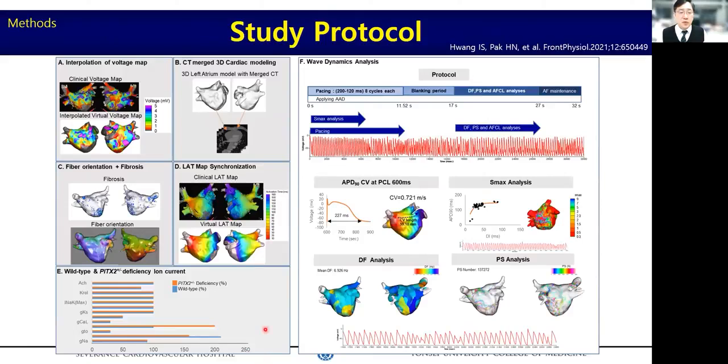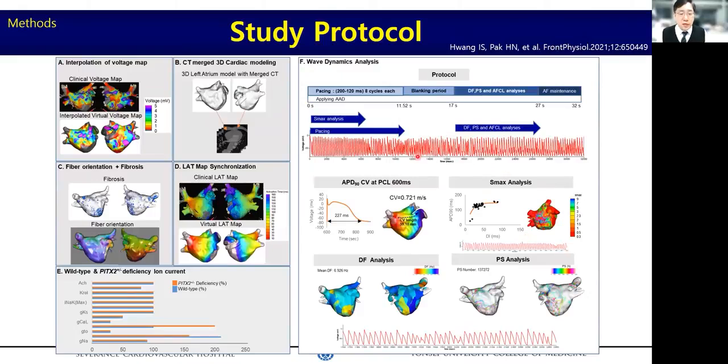We generated realistic AF modeling with the same method as Cubia AF2 in 25 patients. During induction of atrial fibrillation by ramp pacing, we obtained the restitution curve and generated a maximum slope of restitution, Smax map.